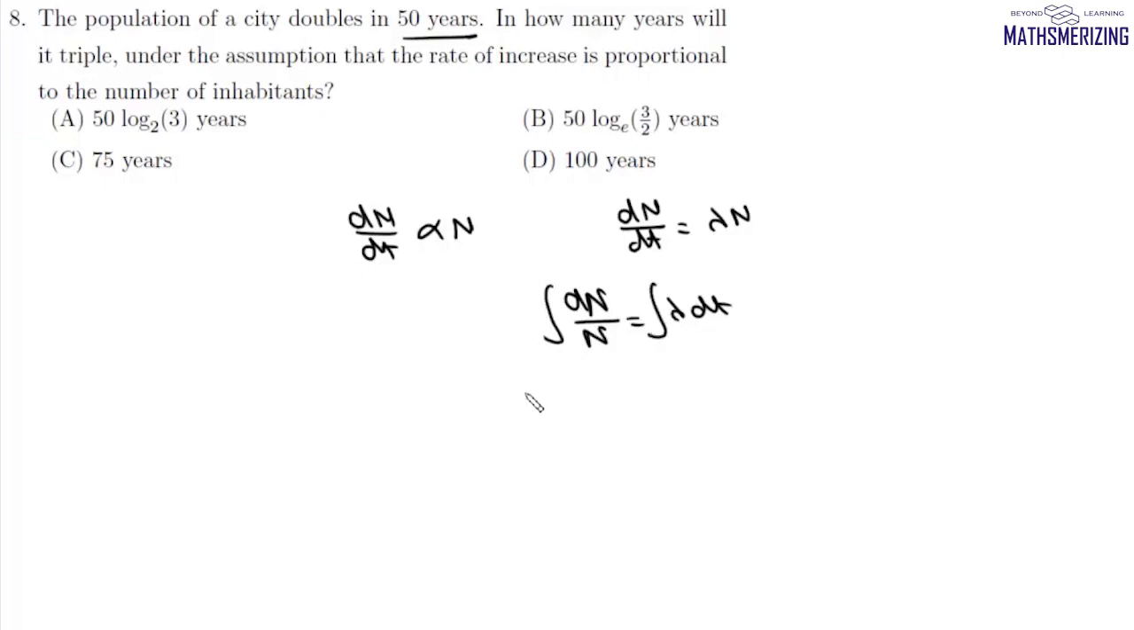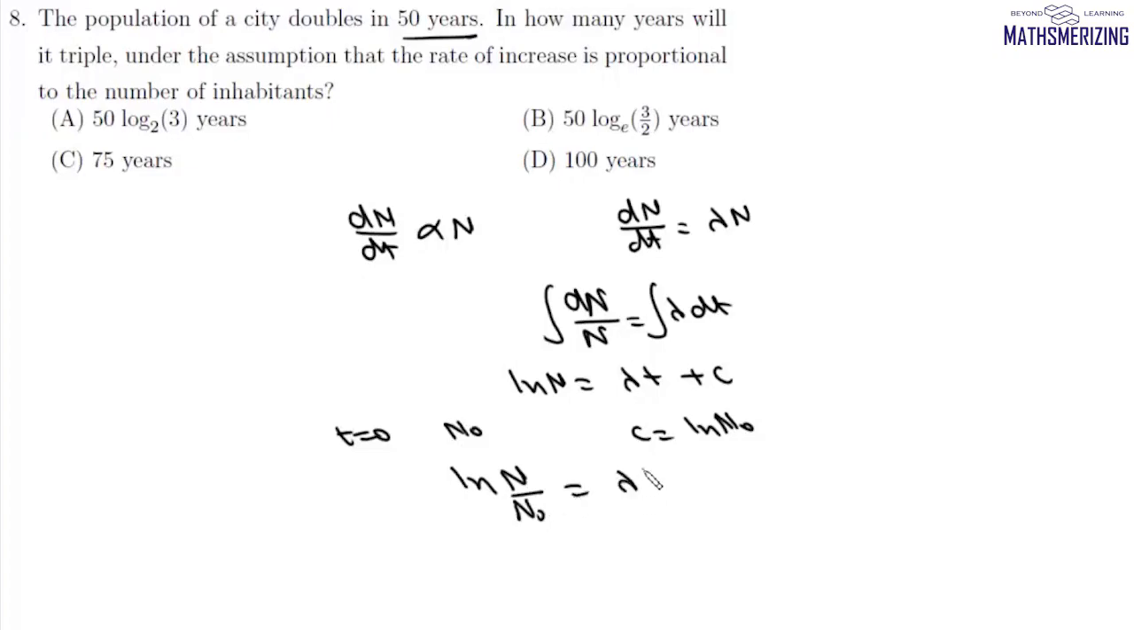Now we'll integrate this. We'll write log N equals lambda t plus c. Now when t is 0, let the initial population be N naught. We'll get this c as log N naught. Then we'll get log N upon N naught will be equal to lambda t. Now it says the population of the city doubles in 50 years. That means when the value of t is 50, the value of N is 2N naught. So we'll get log 2 equals lambda into 50. So the value of lambda is log 2 by 50.